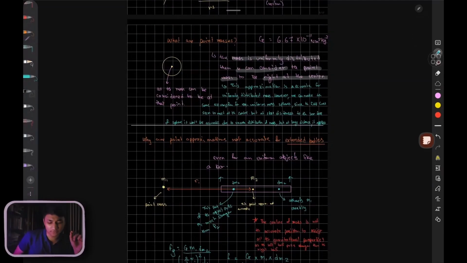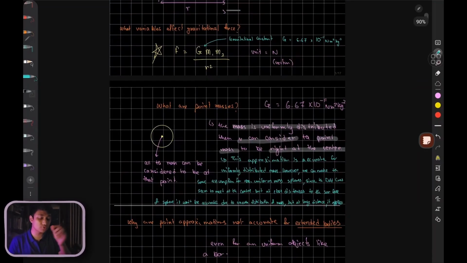Okay, so I forgot to mention one specific thing about the point mass approximation. I mentioned that we are considering a perfect sphere, that is, the mass is evenly distributed throughout the sphere. And in those cases, we can make the point mass approximation regardless of the distance, that is, at what separation you are in comparison to the sphere or planet.